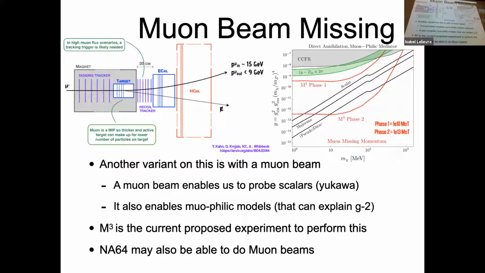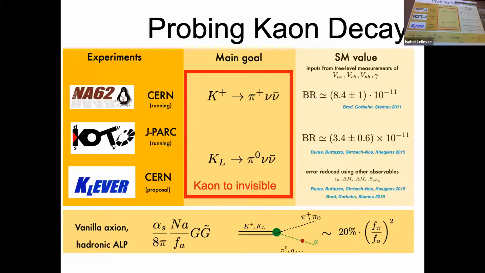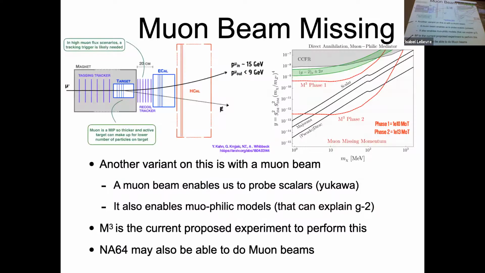The one thing I will say about G-2 is here's a plot, and here's the G-2 coupling that you would expect. It's up here. And here's the M cubed bounds from various styles of running. Suffice it to say, you can probe it. Interesting stuff. What does M cubed stand for? Muon missing momentum. Got it.